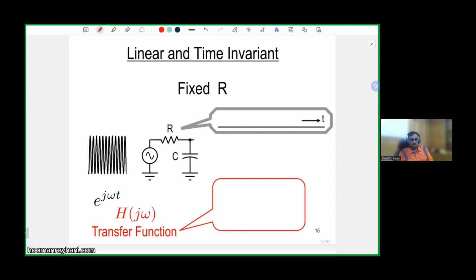Let me start this discussion by considering the simplest possible linear time invariant circuit. So let's say you have an RC low pass filter like this, and you excite it with a complex exponential, which is basically saying I take a sine wave, plop it into the low pass filter, and let's say the resistance that we have is fixed with time. It's not changing with time. Okay. Then what comment can we make about the output? How will the output look like?